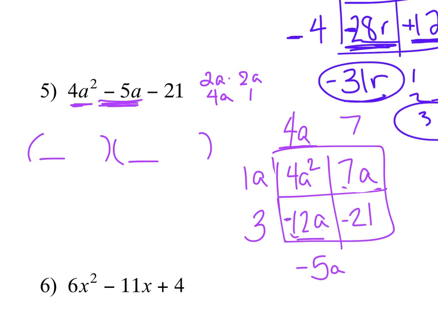So if this 12 is negative, that means the 3 was negative. If the 7 is positive, that seems good. So these two added together does give me negative 5. Last check, though, is negative 3 times 7, negative 21. It is. So we have our answer: a minus 3, 4a plus 7.